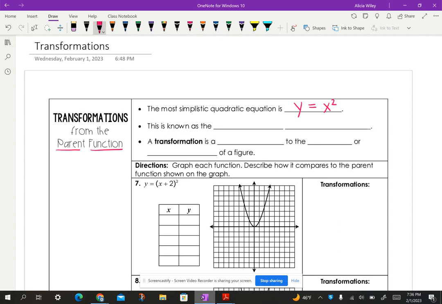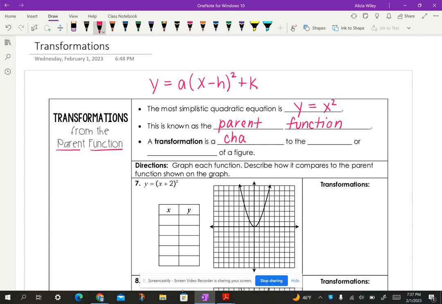Okay. And again, this is known as the parent function. Now, a few days ago, we talked about what vertex form was, which was y equals a times (x minus h) squared plus k. So what we're going to be looking at, and what you looked at in your Desmos, is what happens to this parent function graph that we see here as you change h, k, and a. This is what we call a transformation.